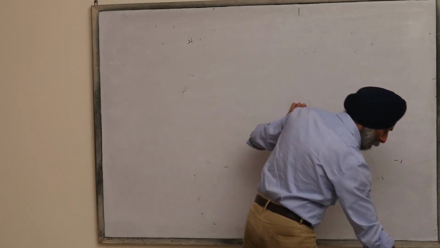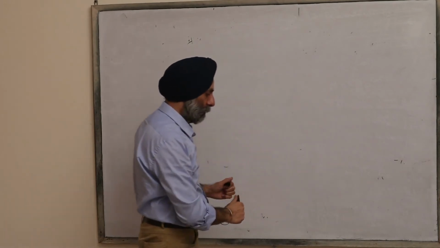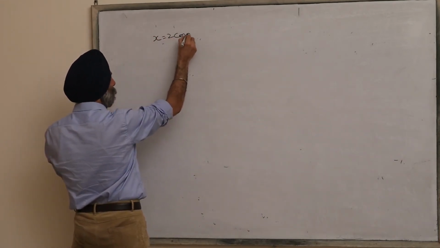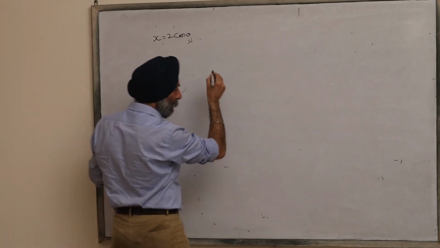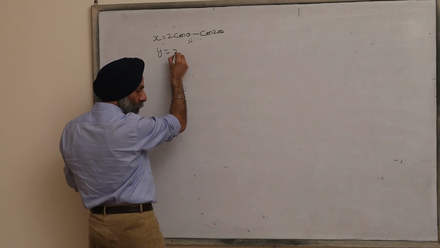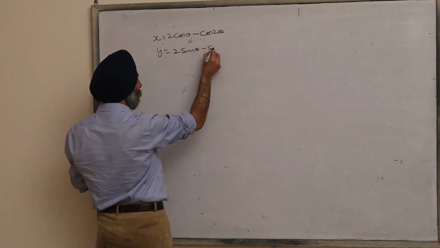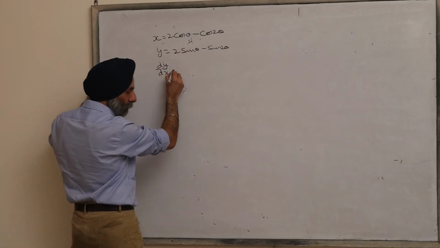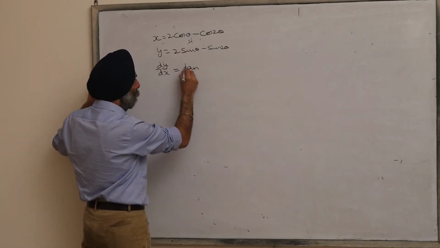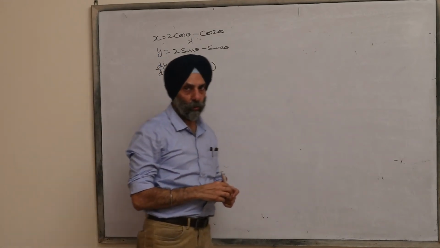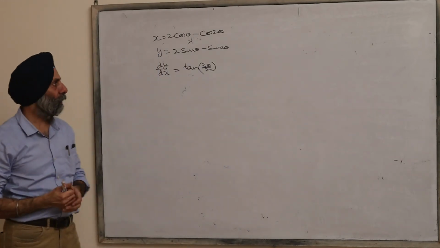Now another is, for example, x is equal to 2 cos theta minus cos of 2 theta, and y is equal to 2 sin theta minus sin 2 theta, and what we have to prove here is dy over dx is equal to tan of 3 theta by 2. So this is what we have to prove here.